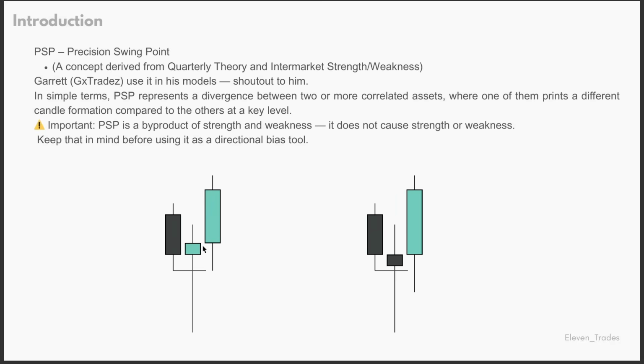So this means the NQ, which is the stronger asset, printed a bullish candle because of its strength. And now the PSP confirms that for us: the second candle on the swing point is bullish on the NQ, and on the ES it is bearish. So now the NQ will go to the draw on liquidity much faster compared to the ES, and we will pick the NQ over the ES. Now I will explain it to you in the next slide.